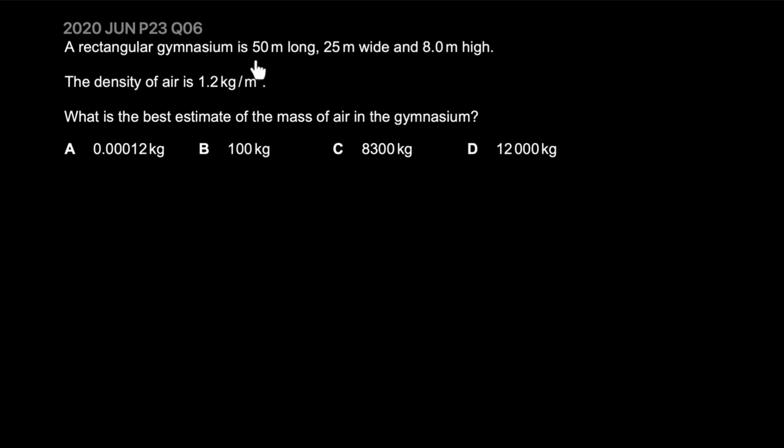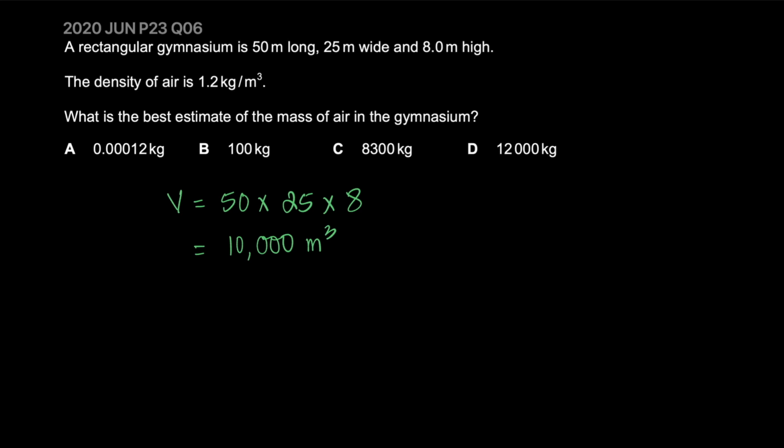A rectangular gymnasium is 50 meters long, 25 meters wide, and 8 meters high. The density of air is 1.2 kilograms per meter cubed. What is the best estimate of the mass of air in the gymnasium? Well, the air in that gymnasium will occupy this much space. So what would be the mass of it, knowing its density? Well, let's first figure out the volume of that gymnasium, and we'll get the volume of the air in it. It's 50 times 25 times 8, and that comes out to 10,000 meter cubed.